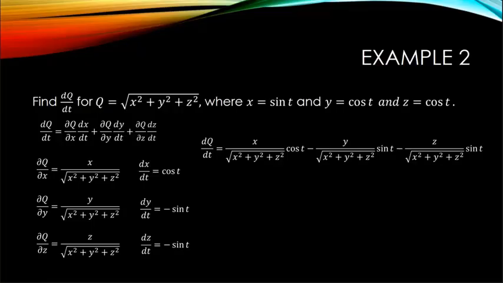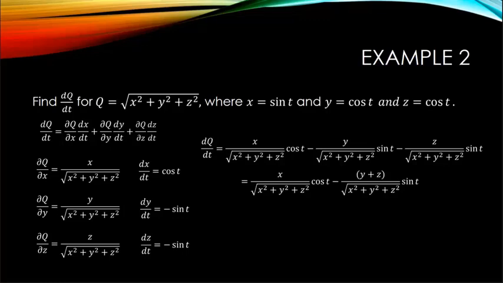dq/dt is given by x over the square root of x squared plus y squared plus z squared times cosine t, minus y over the square root of x squared plus y squared plus z squared times the sine of t, minus z over the square root of x squared plus y squared plus z squared times sine of t. I'm going to combine the last two terms, which are both products of sine, and I get x over the square root of x squared plus y squared plus z squared times cosine t minus the sum y plus z over the square root of x squared plus y squared plus z squared times sine of t.